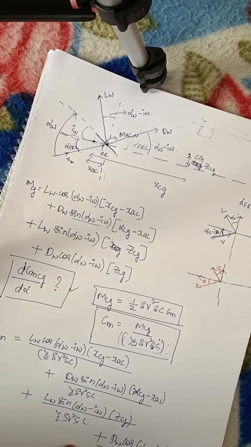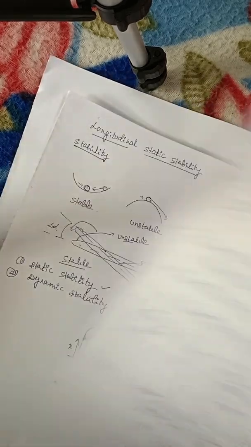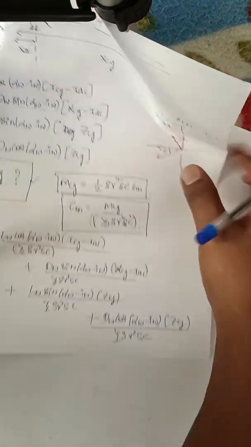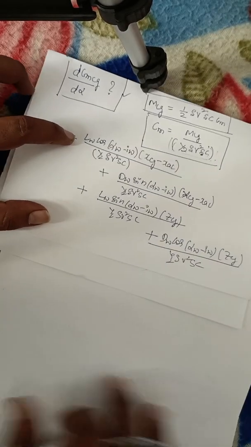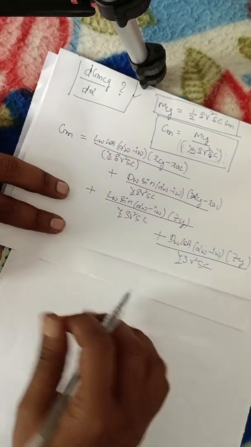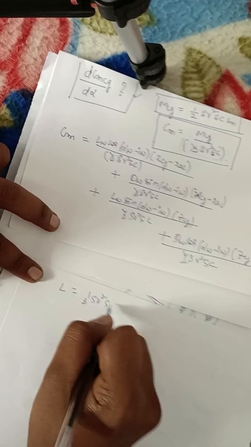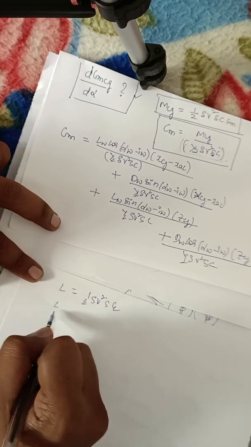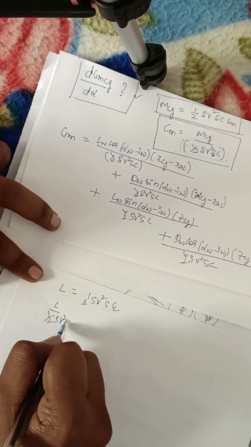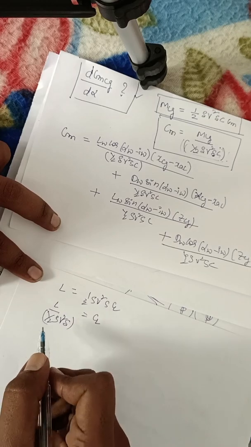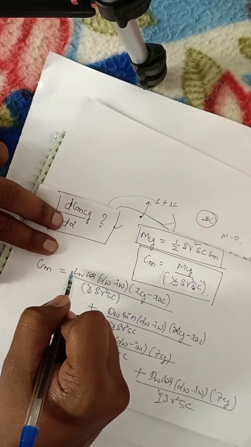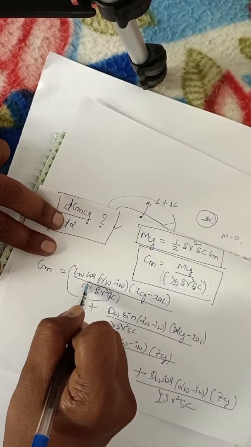Am I right? I am going to divide this. What will you get? See here, what is this? L divided by half rho V square S. What is lift? Lift can be written as half rho V square S into CL. So L divided by half rho V square S can be written as CL. Here, L divided by half rho V square S will become CL divided by c.